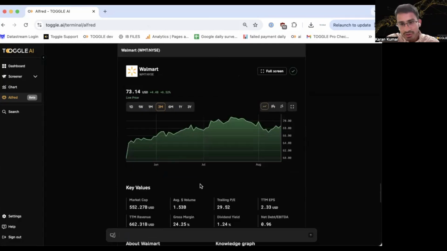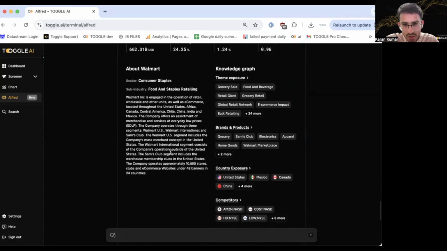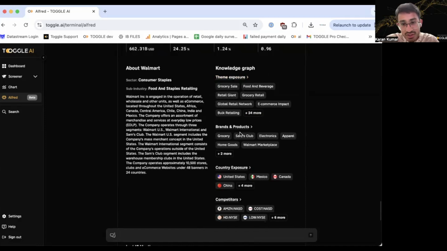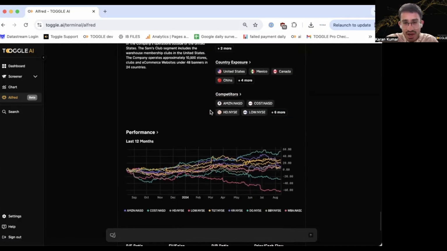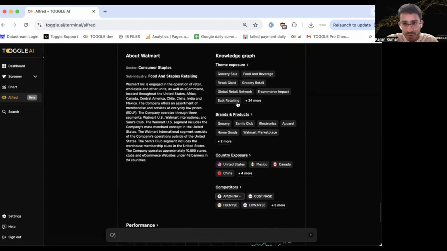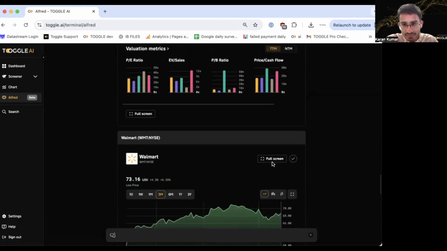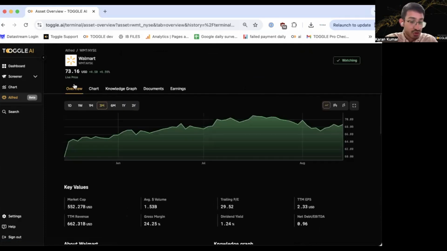So you pull up Walmart, you'll get your price chart, you'll get your key values about Walmart. Here's the information that's coming from the knowledge graph, showing you the themes that it has exposure to, the brands, the countries, the competitors it has exposure to. And this is all information which it gets from research reports, news, filings, these kind of things, right?